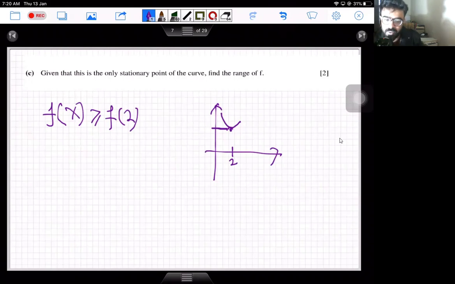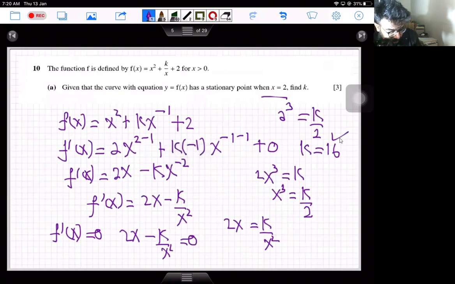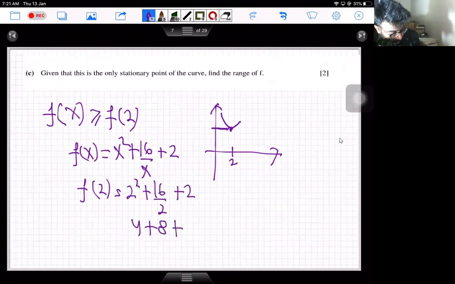What you need to do is just substitute x equals 2, so f(x) equals x squared plus k over x, and the value of k is 16, so x squared plus 16 over x and then plus 2. So just find f(2), which is 2 squared plus 16 over 2 and then plus 2. So this is 4 plus 8 plus 2, so 8 plus 4 is 12, 12 plus 2 is 14. This means that the range is that f(x) is greater than or equal to 14. This is supposed to be your final answer for 2 marks. This was question number 10.